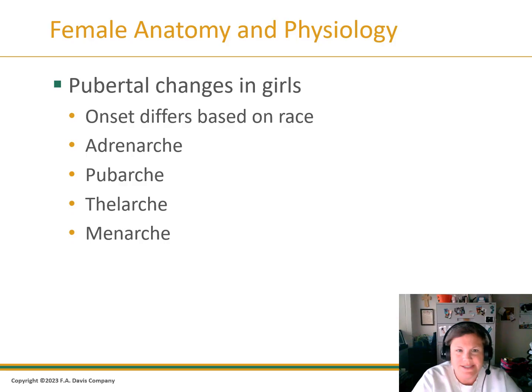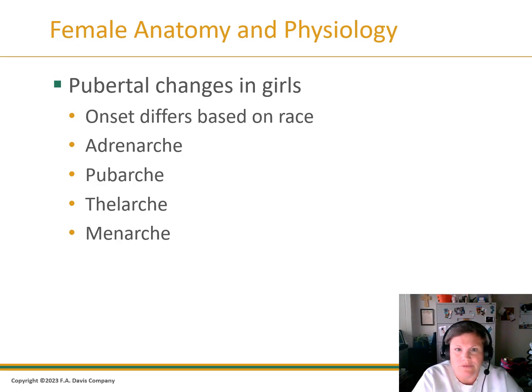So some things to consider: puberty is going to affect both genders. In girls, one important difference is that the onset, or when it takes place, is going to differ based on the race of the child. We know that racial and ethnic differences exist, and specifically Black girls will typically experience onset earlier than white girls will. And that's just one example.